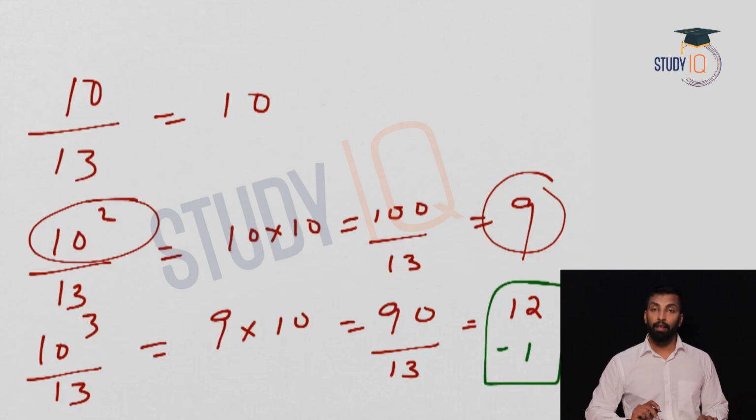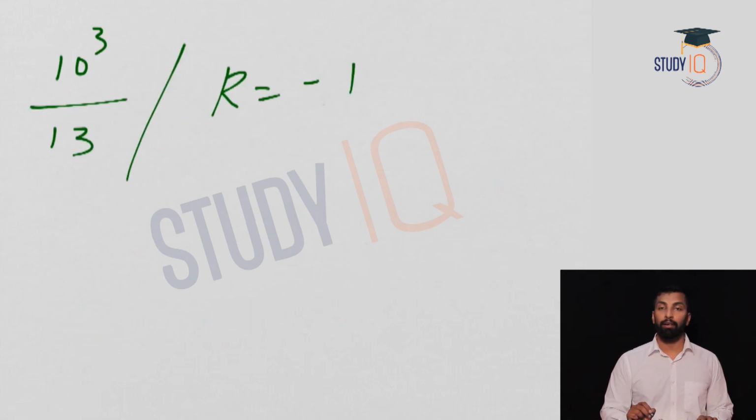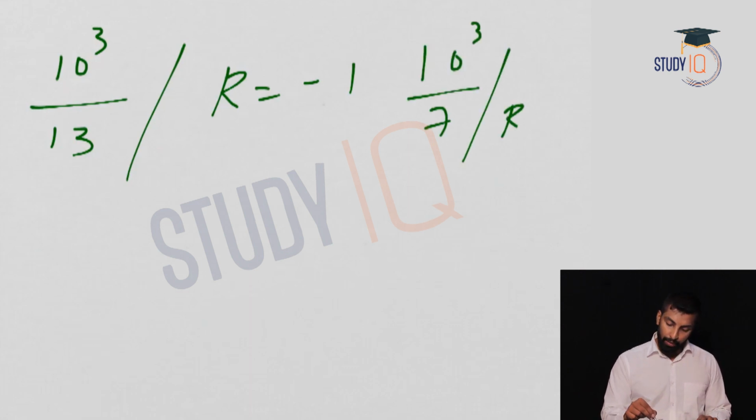I hope you understood this. Now I got minus 1 as a remainder. This is what exactly you got in case of 7 also, right? So here 10 raised to 3 by 13, what will be the remainder? Minus 1. So if you remember, 10 raised to 3 divided by 7 also gave remainder minus 1.